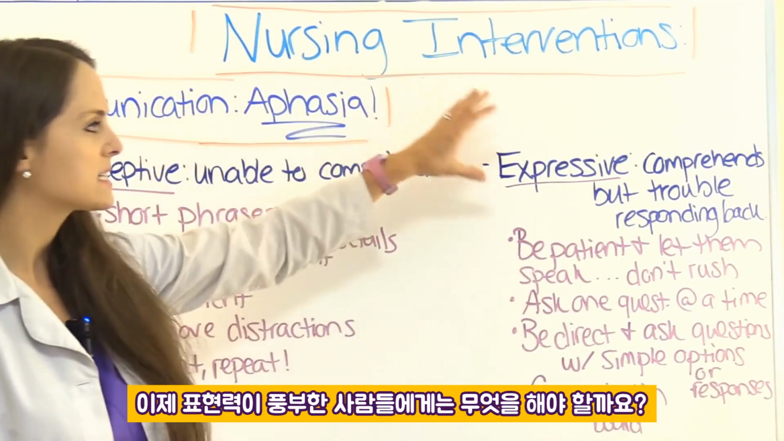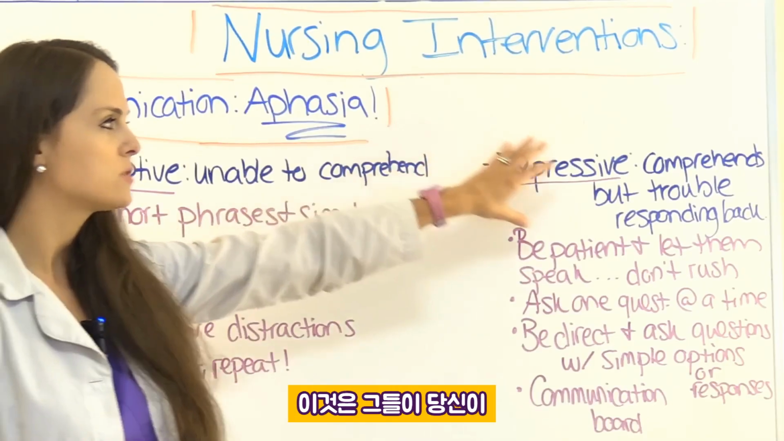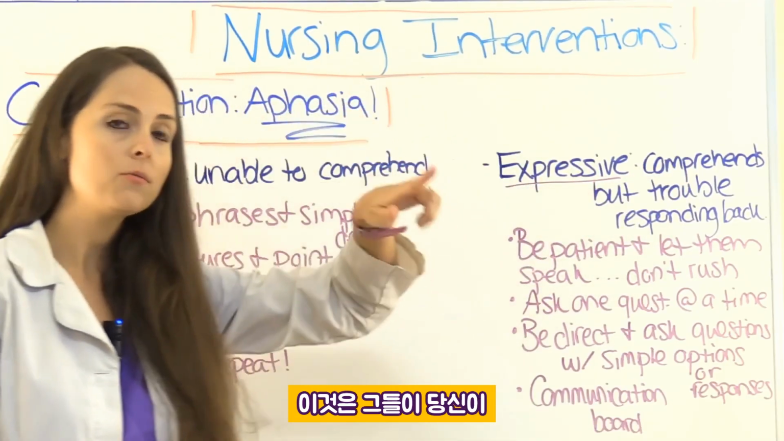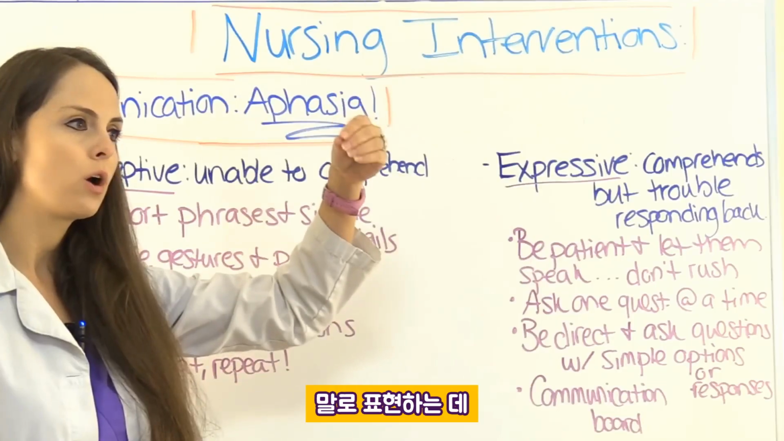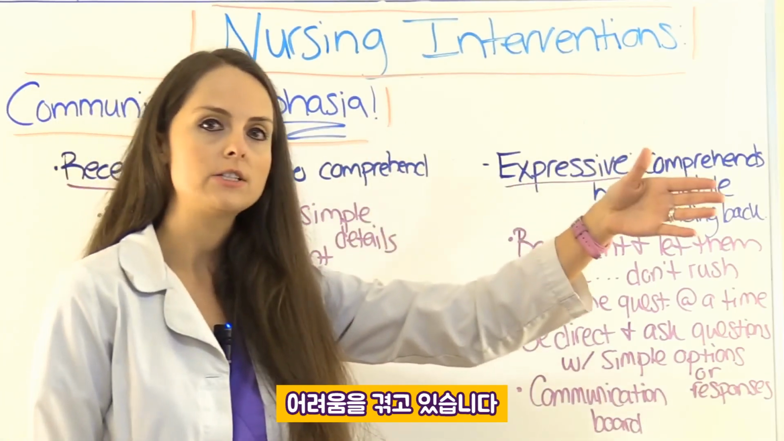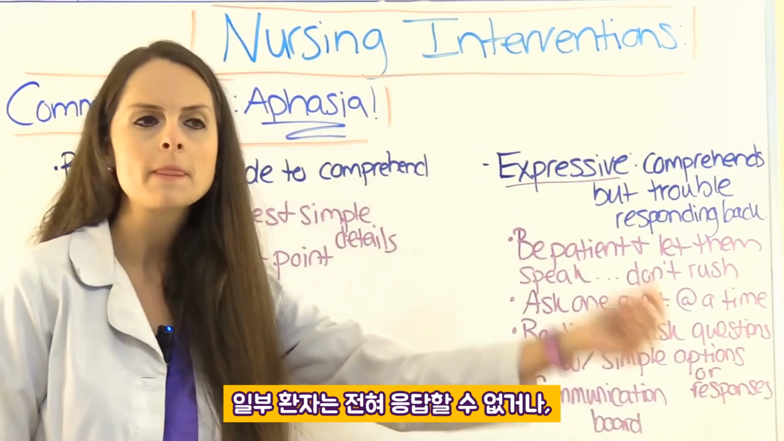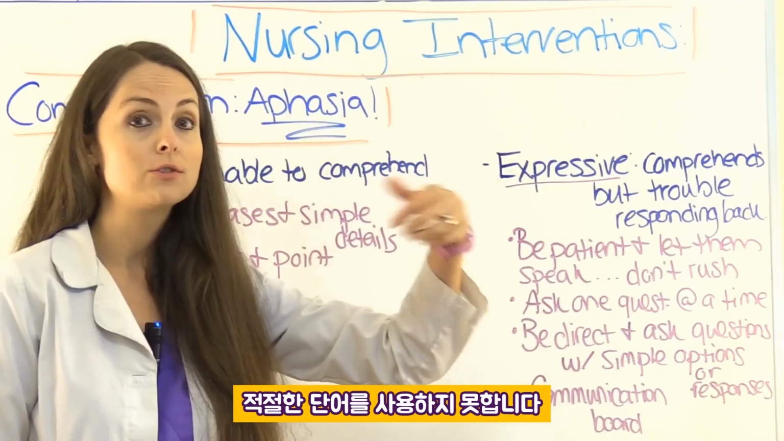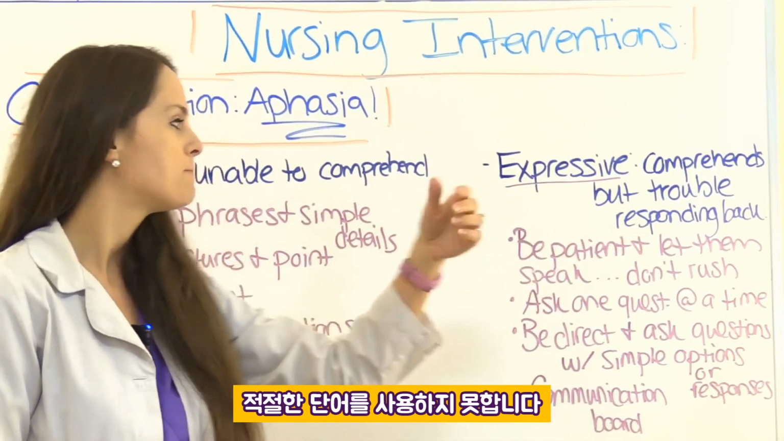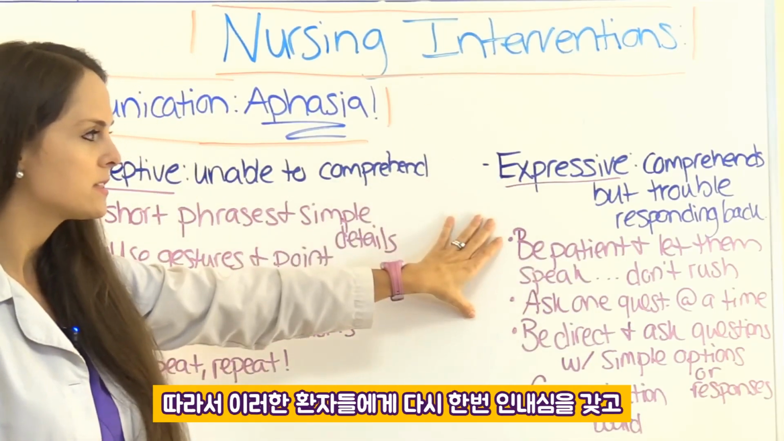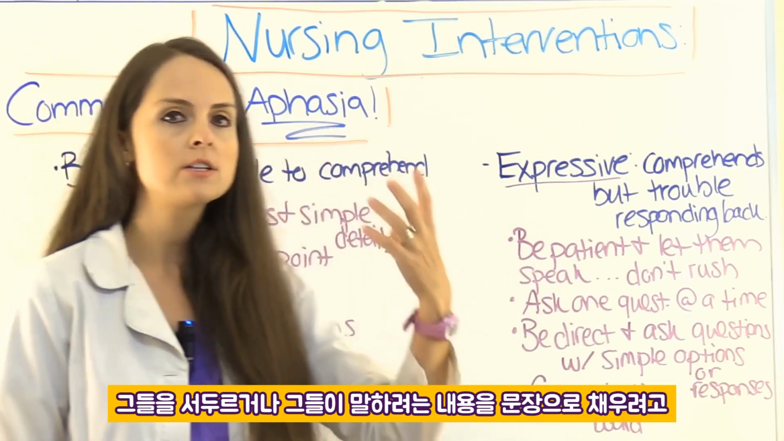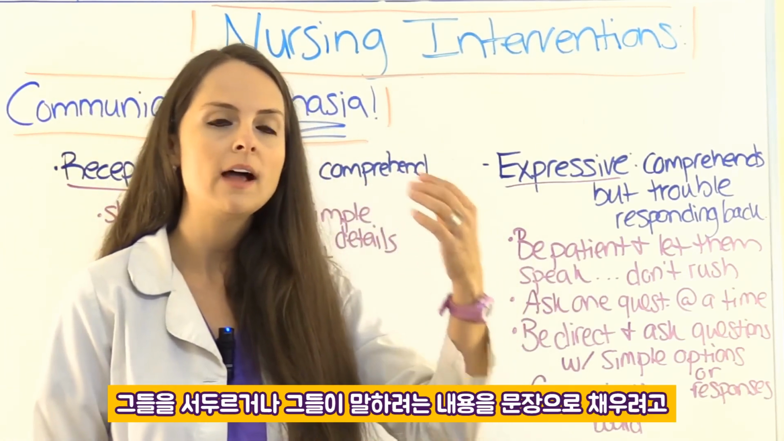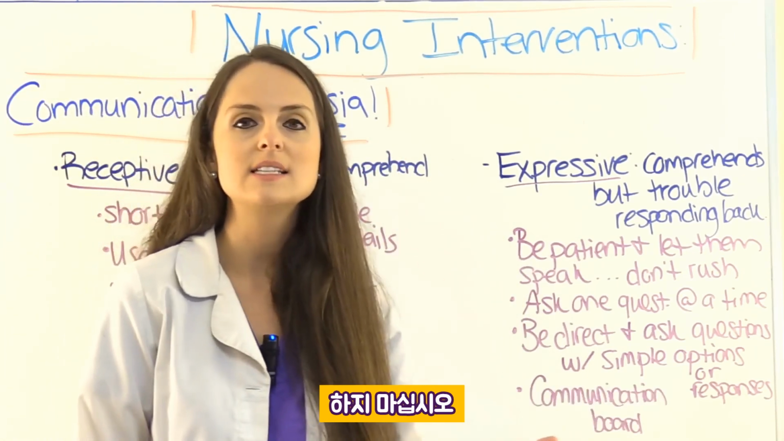Now, with expressive aphasia, what do we do? This is where they can comprehend what you're saying. So they know what you're saying, but they're having trouble putting the words of how they want to respond back to you. Some patients can't respond at all, or some patients don't use the right words to respond. So with these patients, again, be patient with them and let them speak. Don't rush them or try to fill out the sentence of what they're trying to say.